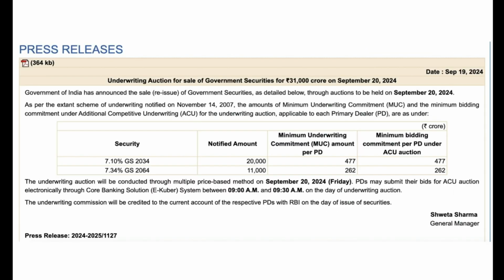Now, the Government of India auctioned some securities. They auctioned securities worth 31,000 crore on 20th of September. They did it in 2 parts. 20,000 crore worth of securities were auctioned and then 11,000 crore. On the 20,000 crore, the maturity period is 2034. So these are 10-year securities and you will get an interest rate of 7.10%.